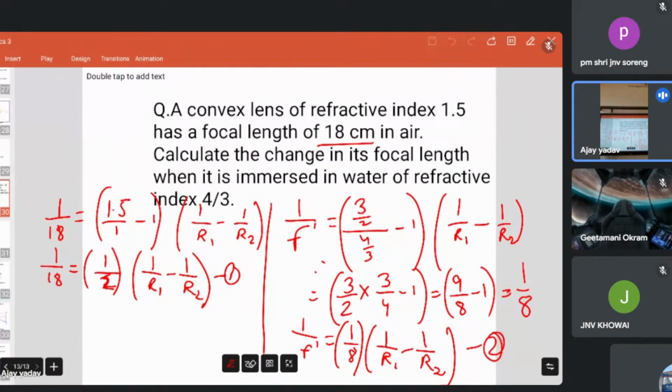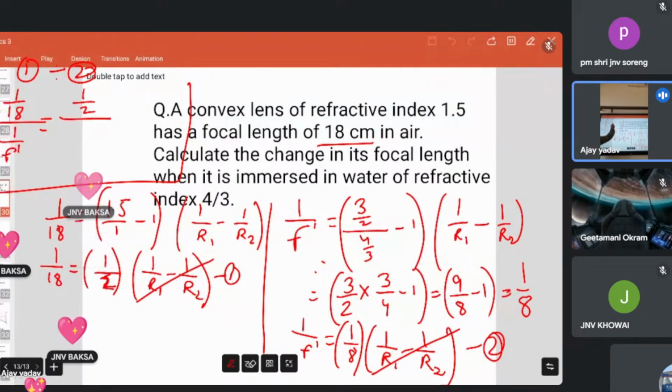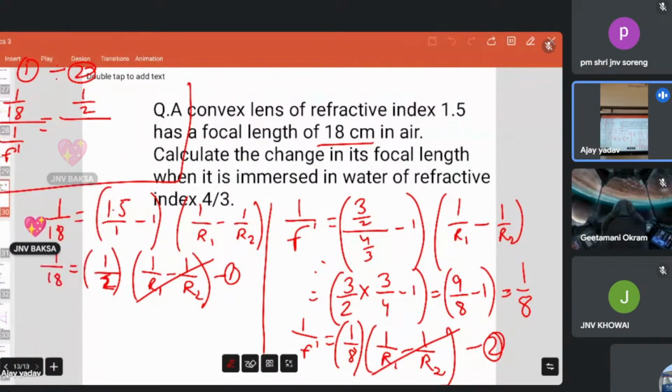So now what we have to do? We have to divide equation 1 by equation 2. If we divide both equations, then on the left hand side we have 1 by 18 upon 1 by f dash, and on the right hand side, 1 by R1 minus 1 by R2 will cancel. So we have 1 by 2 divided by 1 by 8.